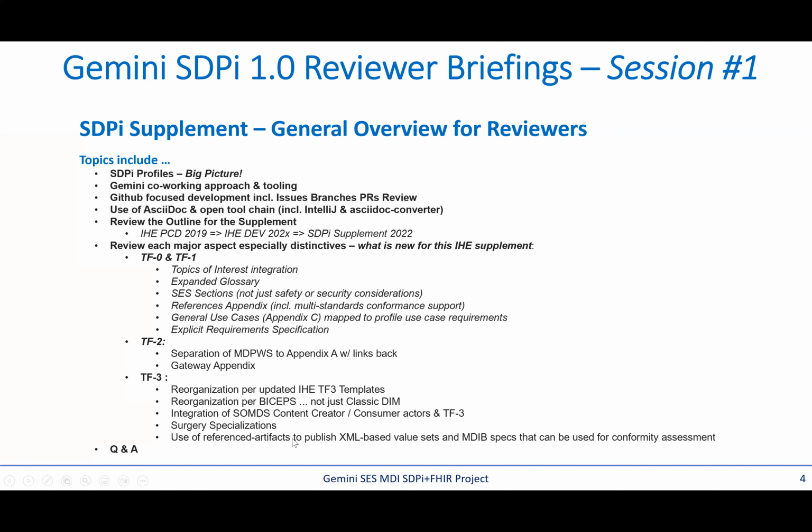Yeah, the other thing, David, I didn't mention it just now, but in Volume 3 we have referenced artifacts, where, for example, you might have a reference to an XML file that includes MDIB specs that could be used for conformity assessment or for extending the MDIB. All of that is in this directory here, and would be referenced from the Volume 3 section. So those are all kinds of unique things that we have for that.